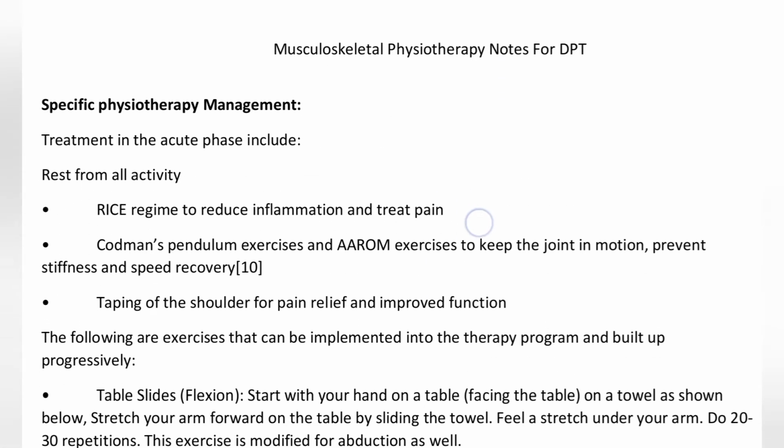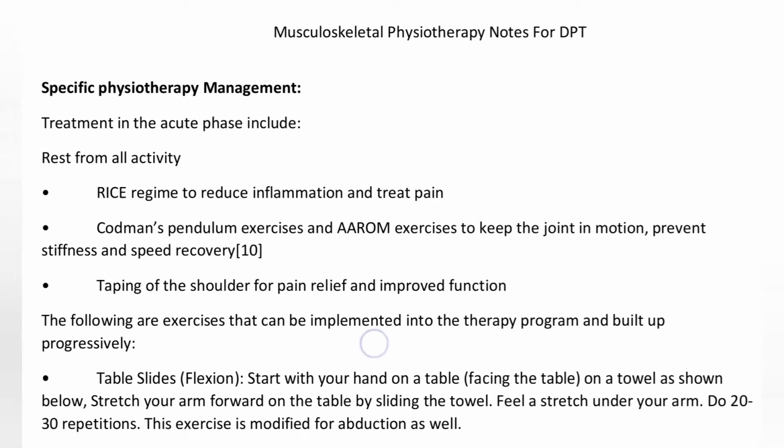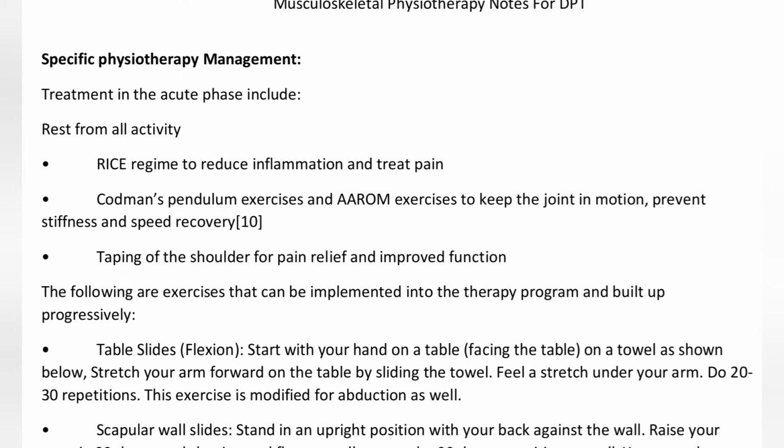Next one is specific physiotherapy treatment. The treatment in the acute phase includes rest from all activity. Number two is a RICE regime: rest, icing, compression, elevation, to reduce swelling and treat pain. Next one is Codman pendular exercises and active assisted range of motion to keep the joint in motion and prevent stiffness and speed recovery.